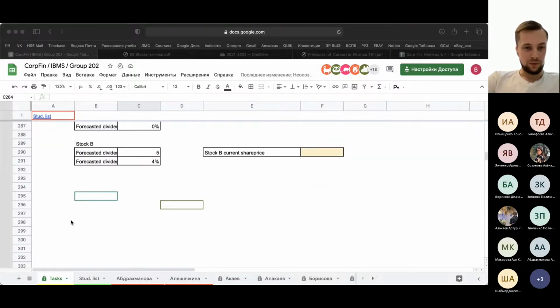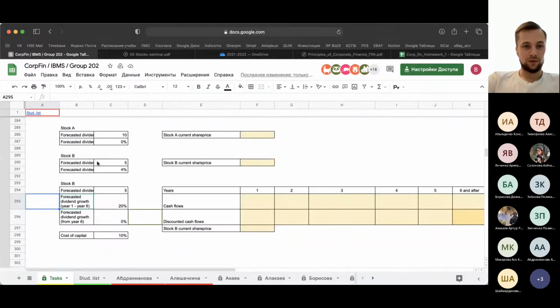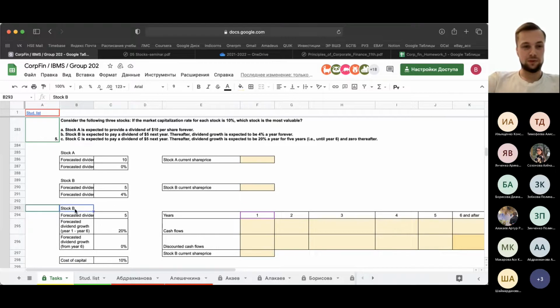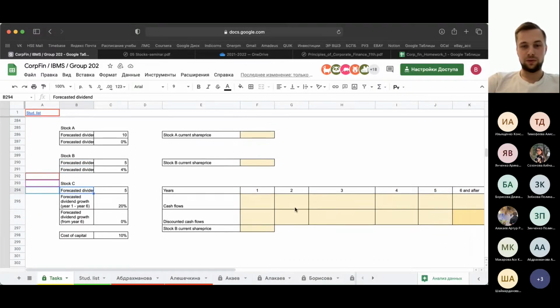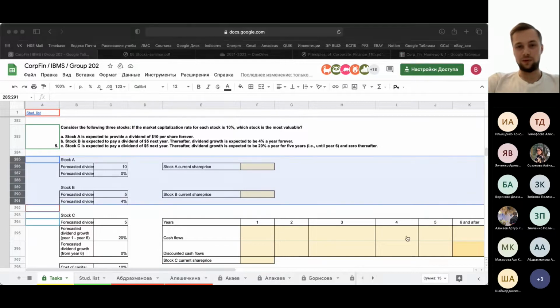I'm sorry, I haven't copied one part of the task. For stock A and stock B, we will have a very simple solution, just in one line. But for stock C, it will be more sophisticated. You can use this table to project the cash flows and then find the current share price. Okay, well, again, let's have some minutes. Let's start with stock A and stock B, discuss them, and then solve for stock C. So those who are ready, you can raise your hands in Teams.